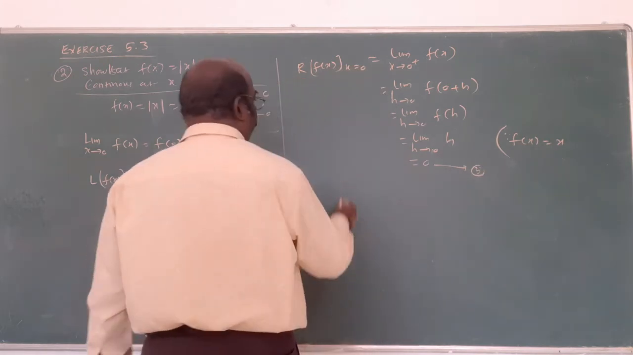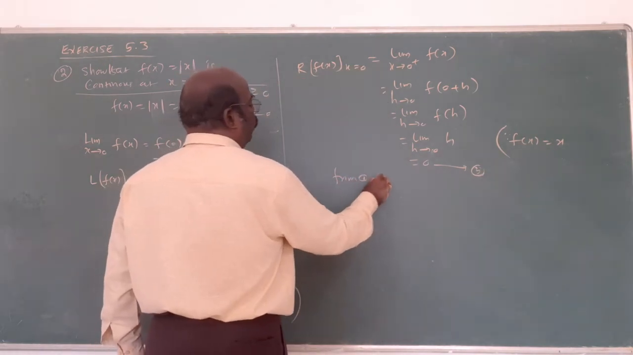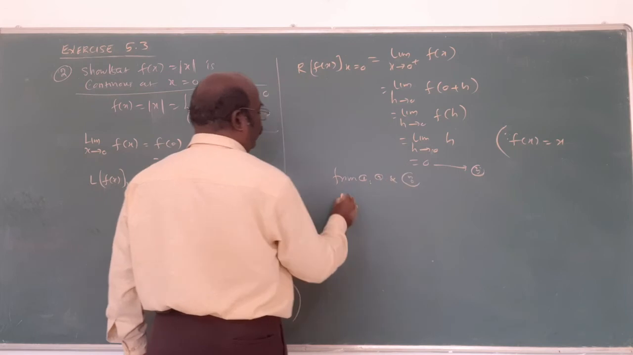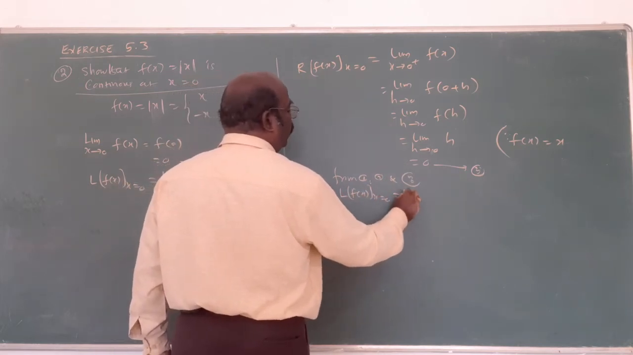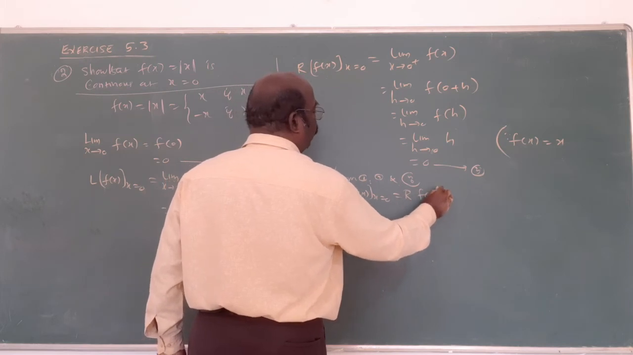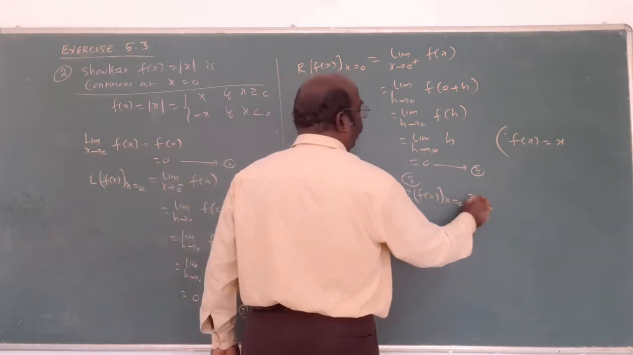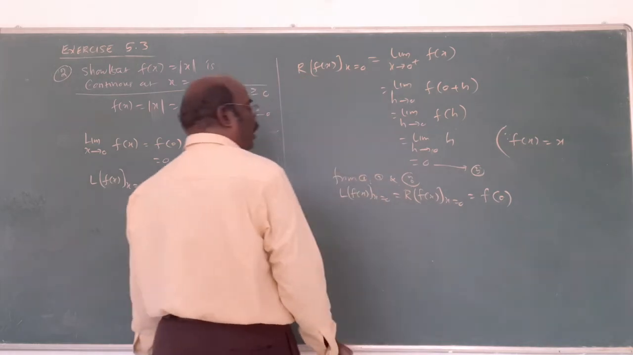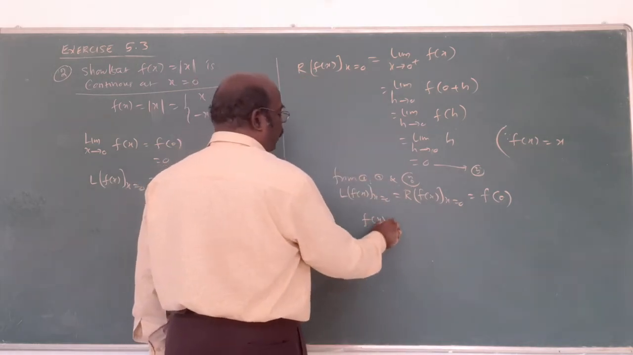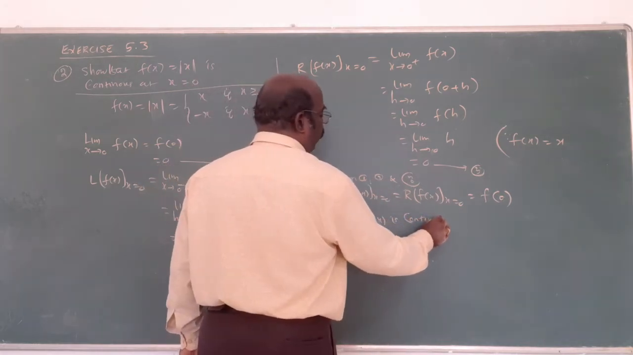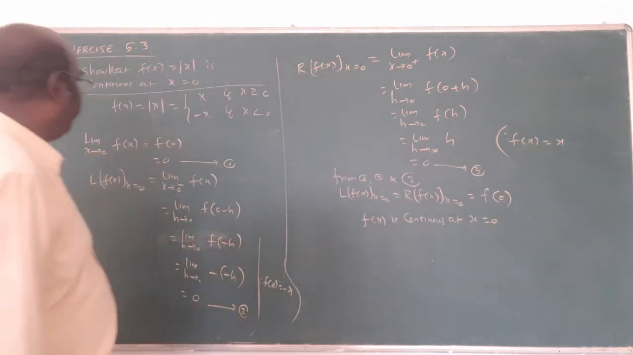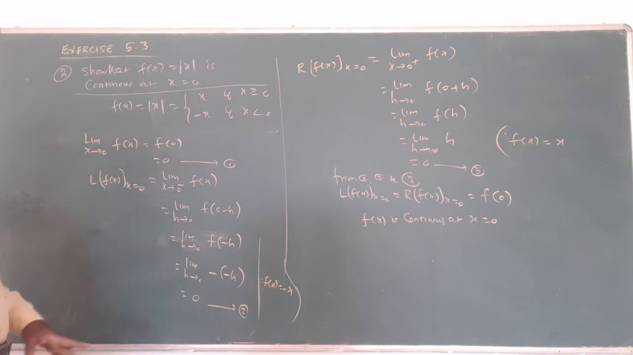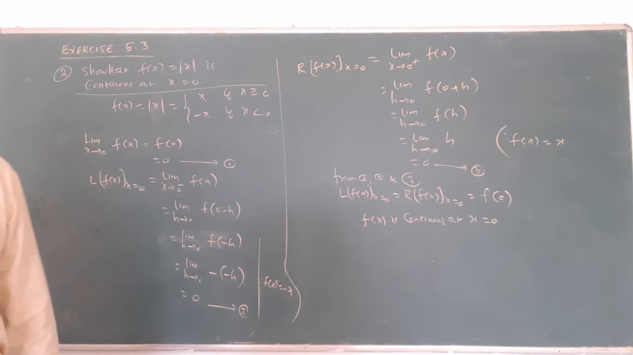Am I right? From 1 to 3: left limit of f of x at x equal to 0, right limit of f of x at x equal to 0, and f of 0, all the answers will be equal. That's why f of x is continuous at x equal to 0. This is the answer. If even one part is wrong, not equal means not continuous. All three parts must be equal. That's why at x equal to 0, this is continuous.